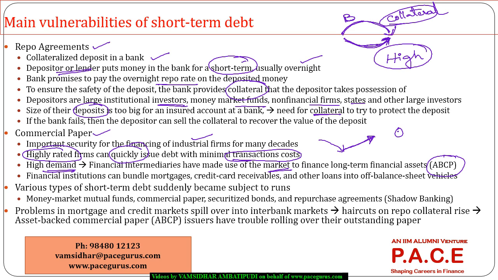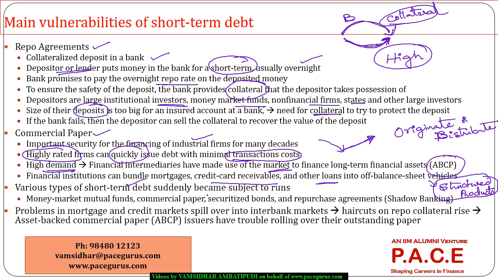Because of this originate-and-distribute kind of model, we see that the majority of the financial institutions have bundled various mortgages, credit card receivables and other loans into various off-balance sheet vehicles, and sold them to investors through various structured products. And for investing in those structured products, raising capital was done through these various instruments.